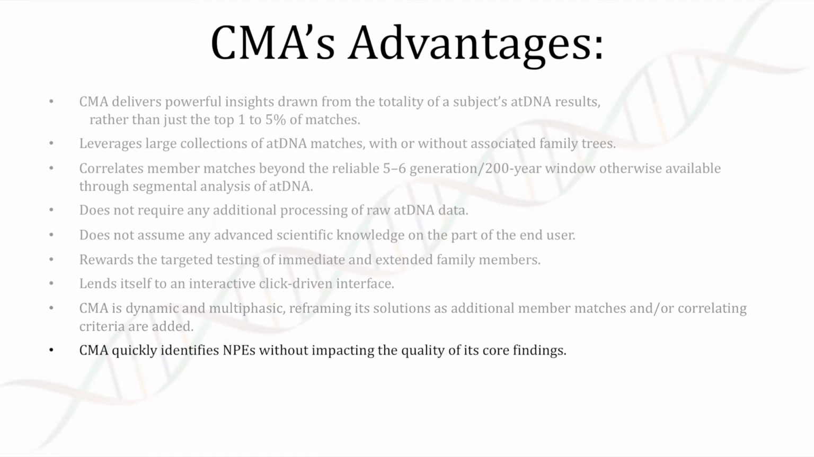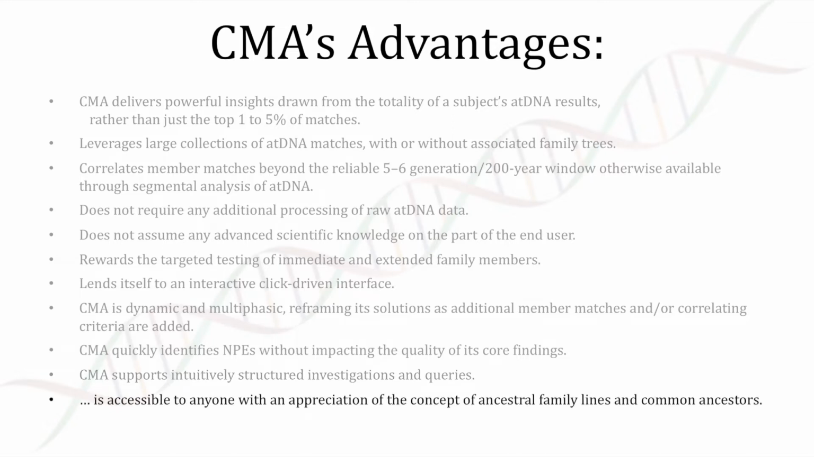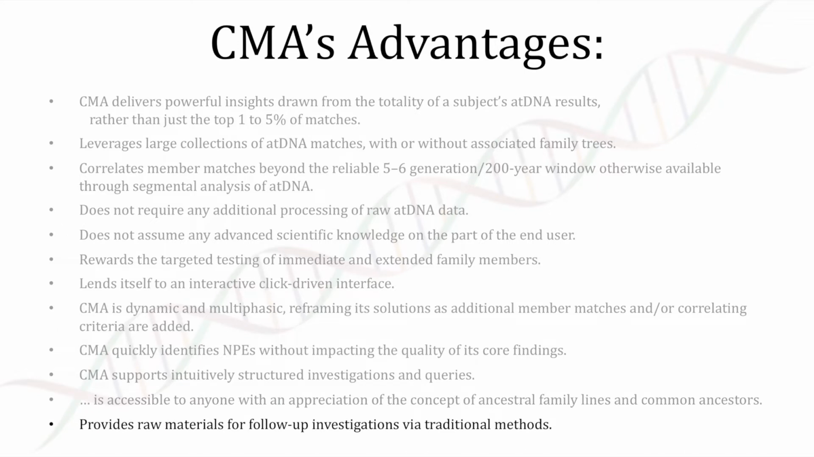CMA quickly identifies non-paternity events without impacting the quality of its core findings, so bad data won't skew your quality data and may even heighten the distinction between useful and irrelevant information. CMA supports intuitively structured investigations and queries, so you can start with what you know and work towards your brick walls. CMA is accessible to anyone with an appreciation of the concept of ancestral family lines and common ancestors. CMA provides raw materials for follow-up investigations via traditional methods.